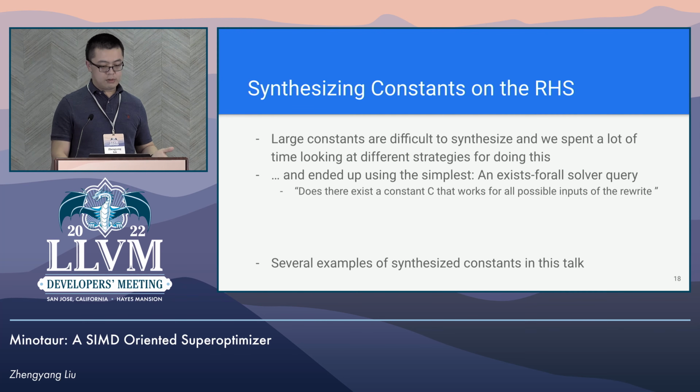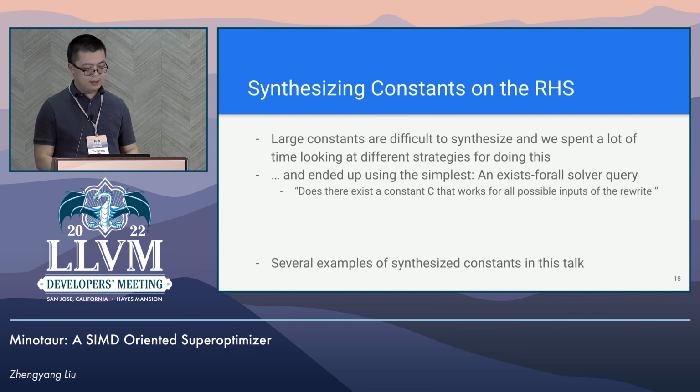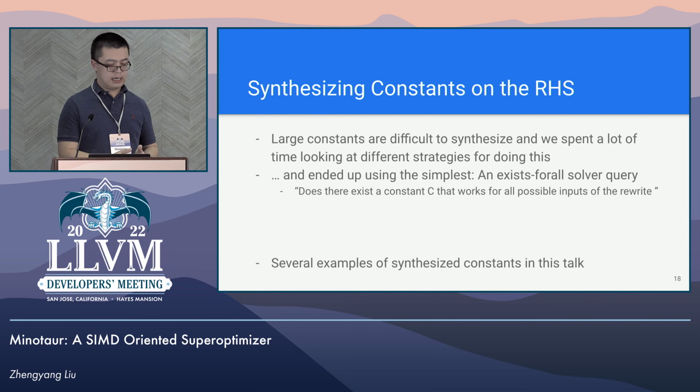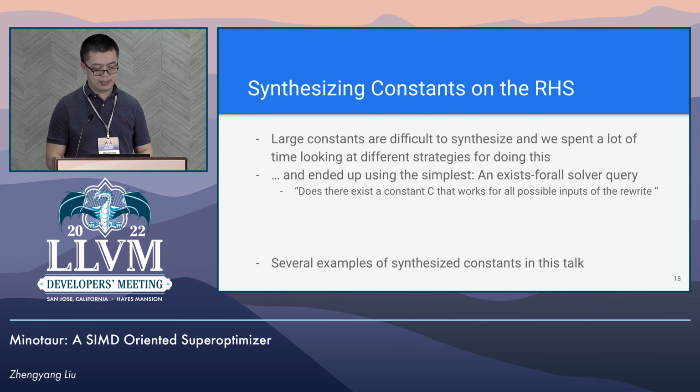There are several approaches for synthesizing immediate constants in the right-hand side. We may just encode the problem in the solver with a naive exists-forall synthesis query. That is, if there exists any constant such that the right-hand side refines the left-hand side for every possible input. Minotaur implements this approach, and in this code, you will find several examples of the synthesized constants.